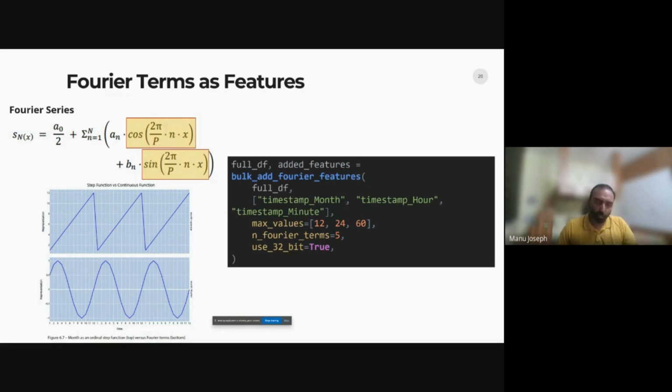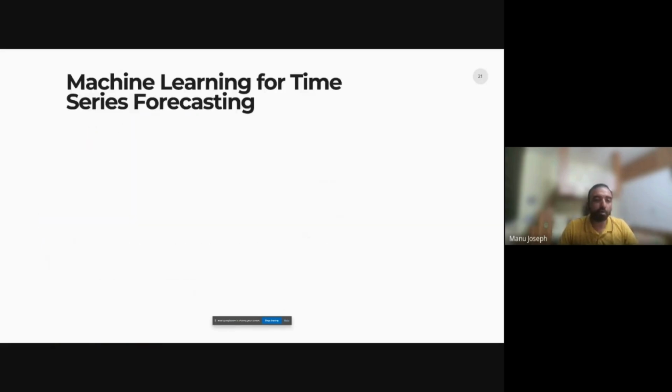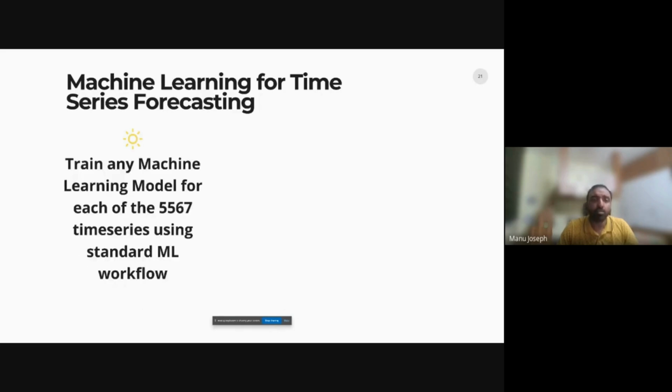So now with all of these features, you can train. Now you have a data set which is in the machine learning form. You can use any machine learning model which supports regression to train these models. That's what I've done in the book as well. I've just looped over all these 5,500 time series and used the standard ML workflow to train these models.